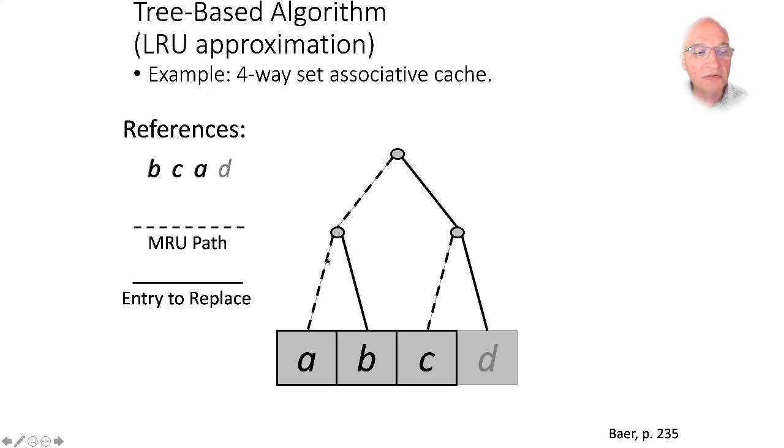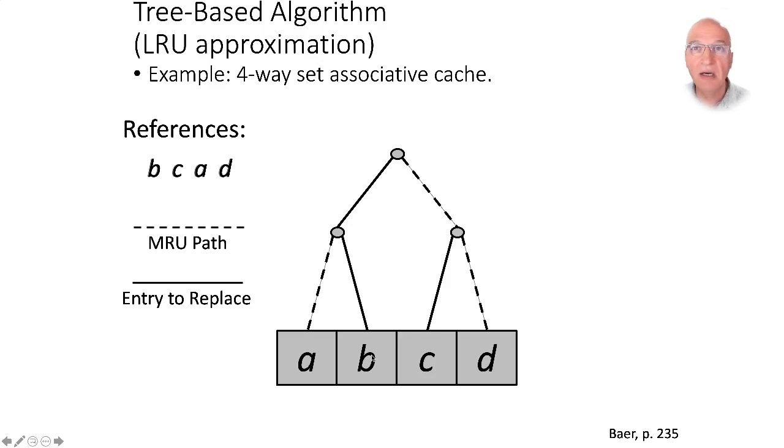Now, if I access A, I'm going to change the tree again. Now my most recently used is A. I'm definitely not replacing that, and I'm going to be replacing my not most recently used, D, and you can see that D is the reference that has not been accessed in a long time, and that's the reference that this approximation algorithm is pointing that I should replace. And finally, if I now have a reference to D, then D becomes the most recently used one, and the algorithm indicates that I should replace B, which is the least recently used one.